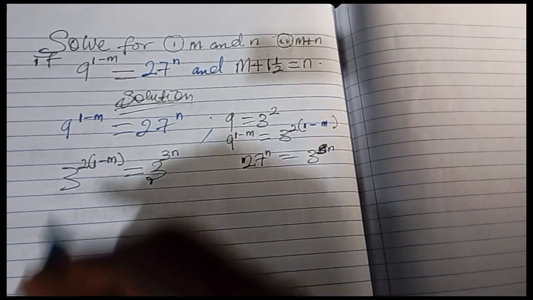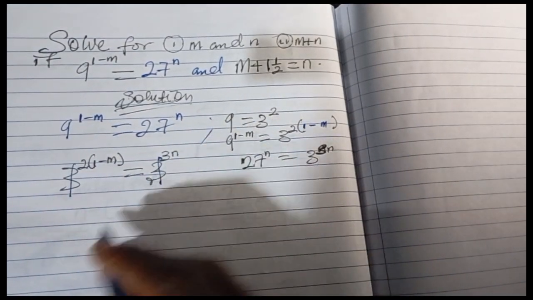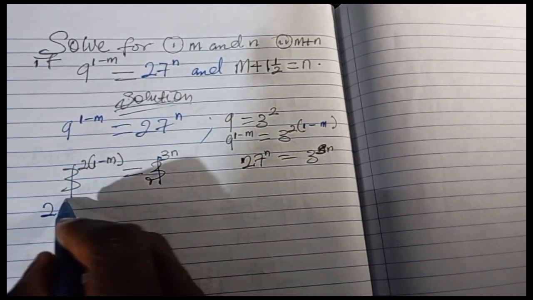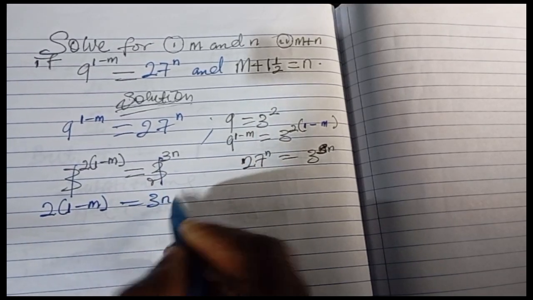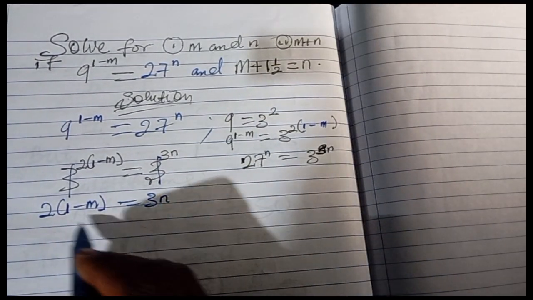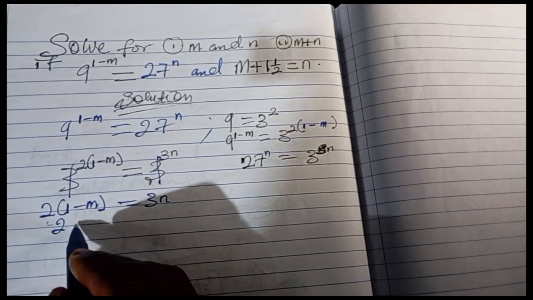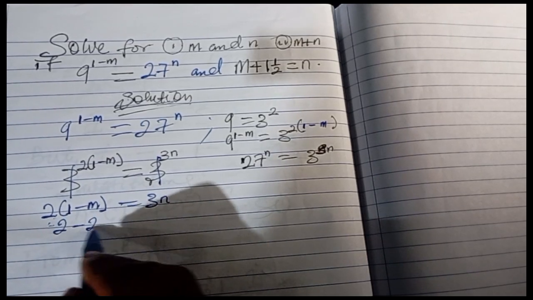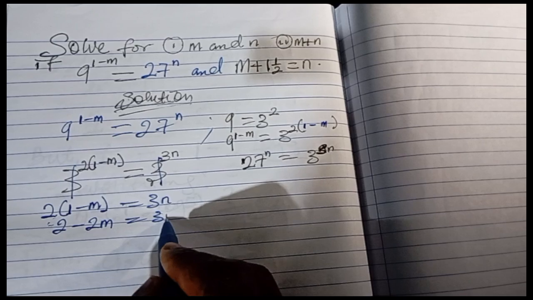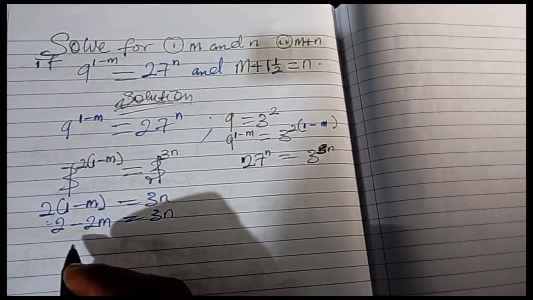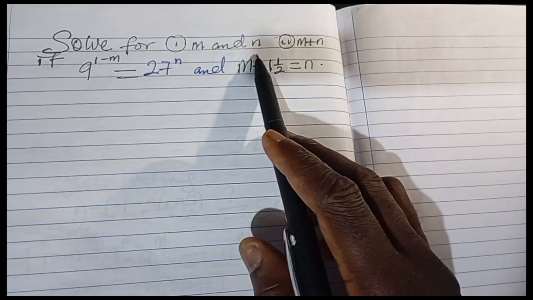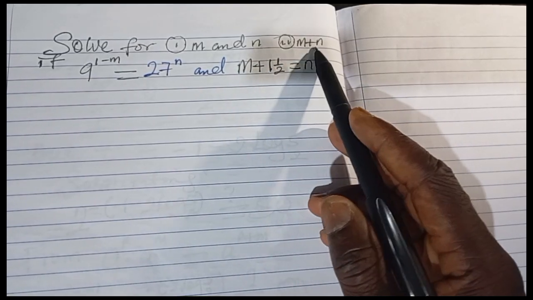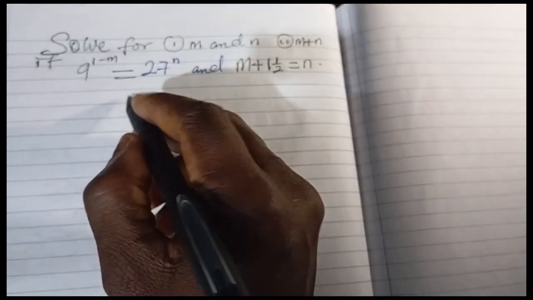Now let's cancel the base and then equate the powers. So I can have 2(1 minus n) is equals to 3n. Now this is same as 2 times 1 is 2, 2 times minus m is 2m equals 3n. Now rearranging, alright, let's solve for m and n, and then the value of m plus n in this equation. Solution.